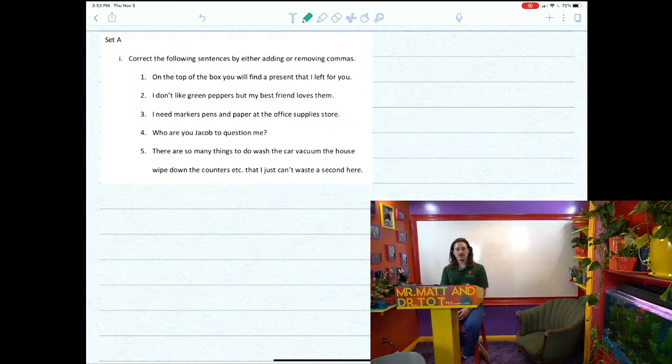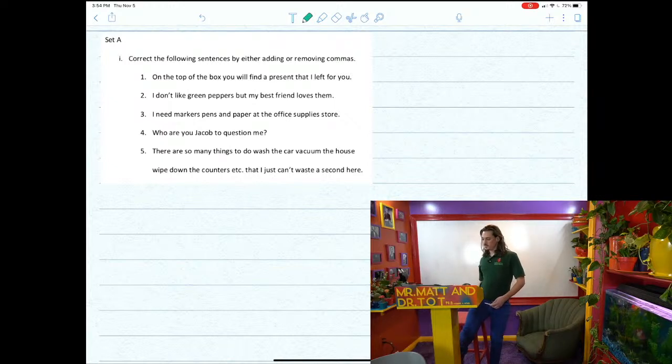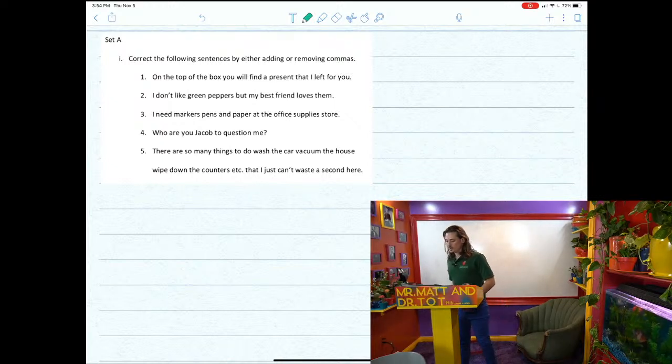Otherwise, I'm going to give you 5 minutes. I'd like you to look at the following 5 questions, and you're going to correct the following sentences by either adding or removing commas. Mostly adding. I don't think I actually put any to remove. But I'll give you 5 minutes, and then I'll give you the answers.